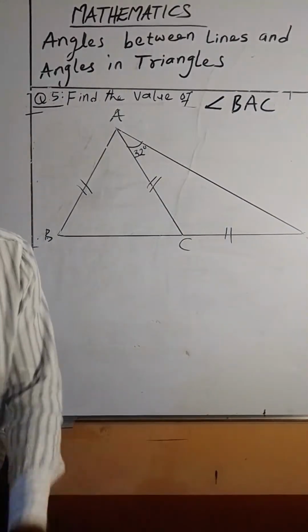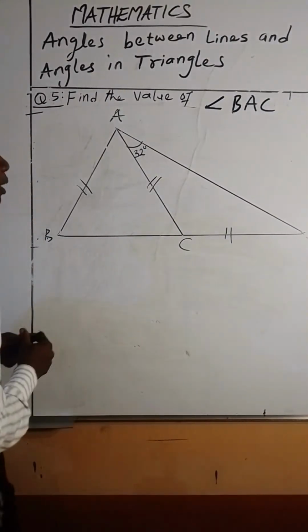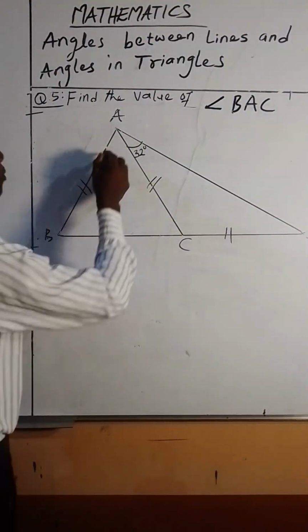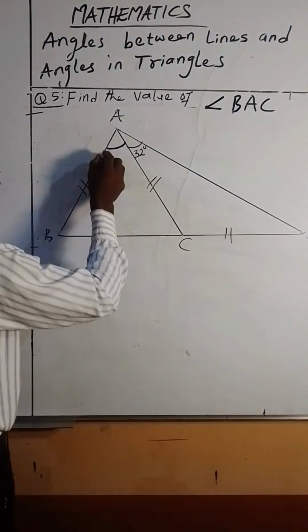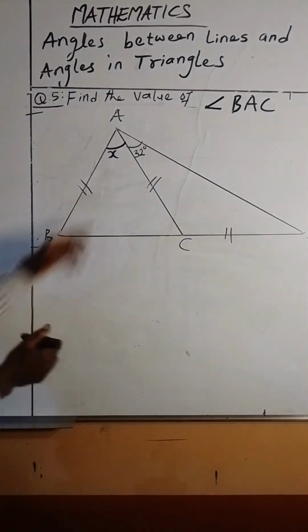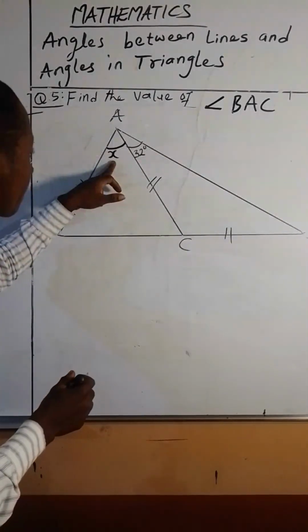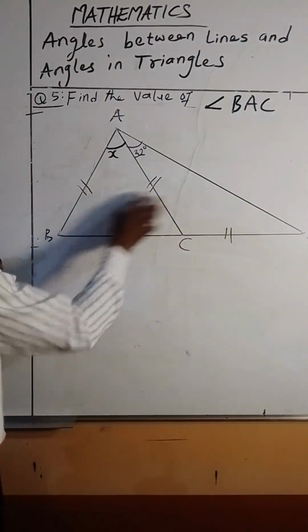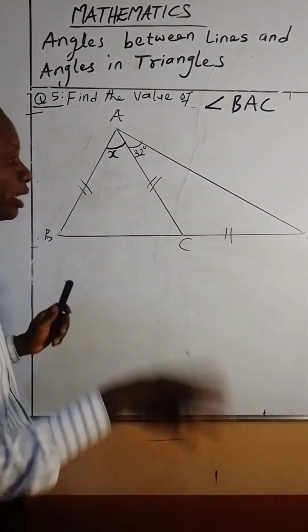BAC. So that's what we are looking for here. All right. So BAC. Look at the angle here. Let's use a letter to represent it. Let's say X. So we are using X to represent the angle we are looking for. This angle. So you notice that this shape has to do with isosceles triangle.